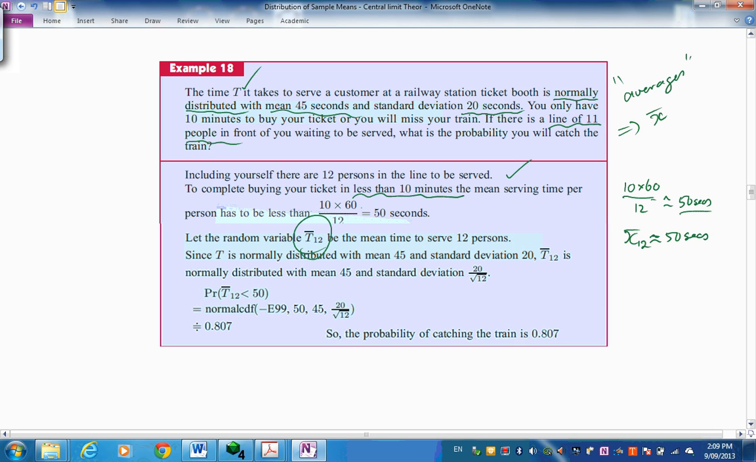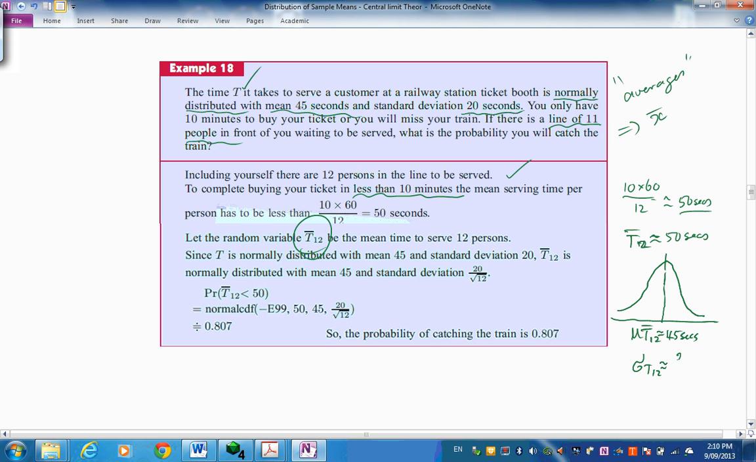Okay, so we're interested in what's the variation in t bar 12. Well, I should really change that. They've called it t now, not x, haven't they? So I should maybe put t bar 12 there. So how is t bar 12 distributed? Well, the original distribution was normal. This will be normal. And t bar 12, the mean of that will be approximately equal to the original mean, 45 seconds. But the sigma of t bar 12 will be approximately equal to, now what will it be?